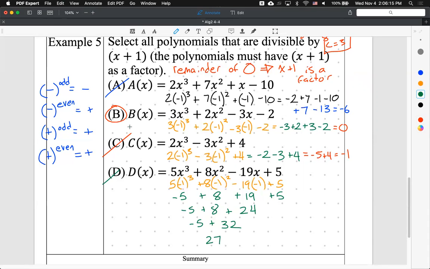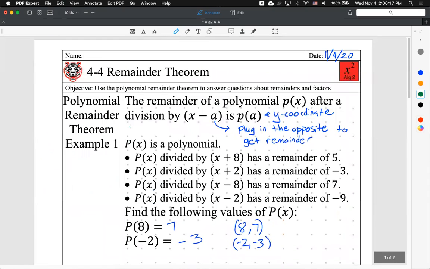Give me a fist of 5 on our objective. How well can you use this polynomial remainder theorem up here to answer questions about remainders and factors? 5, 4, 4, 5, 5, 5, 4, 4, 4, 4, 4, yeah. Question, Jade. I can, I forgot to do that, yeah.